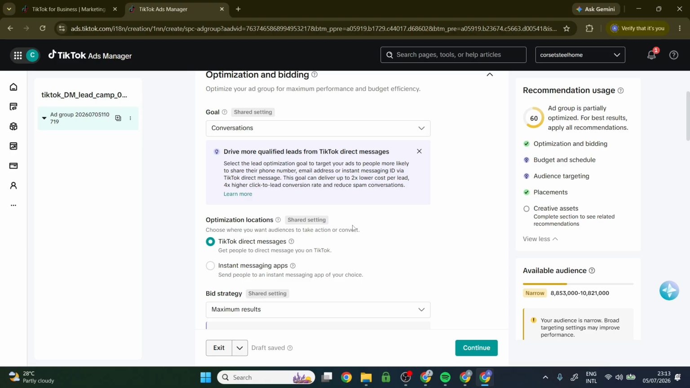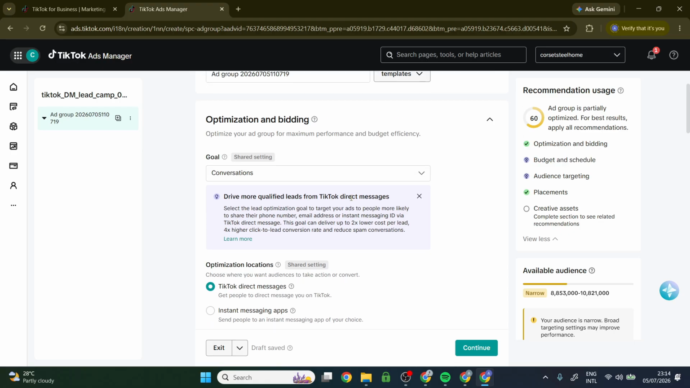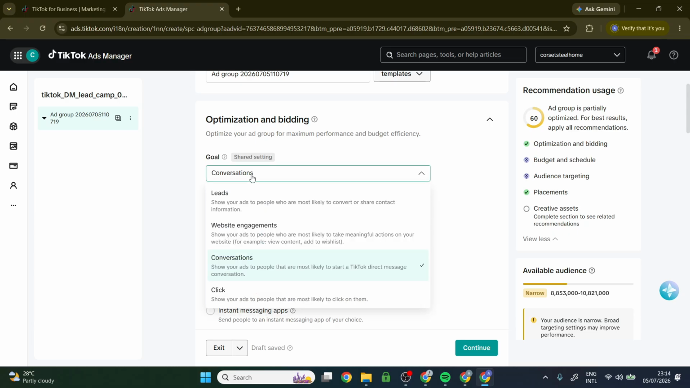Now in this ad group level, before I proceed to the ad level, what you need to know is this. What is most important to you is this optimization section, where we have our goal. So your goal should be conversation. It shouldn't be lead, it shouldn't be website engagement or click. Your goal should be conversation.